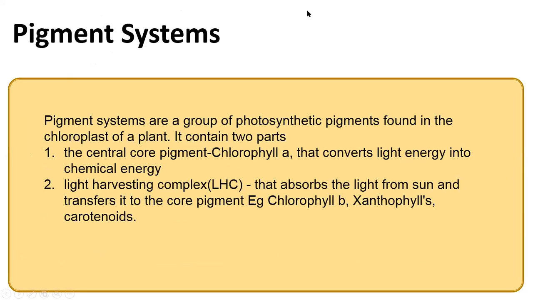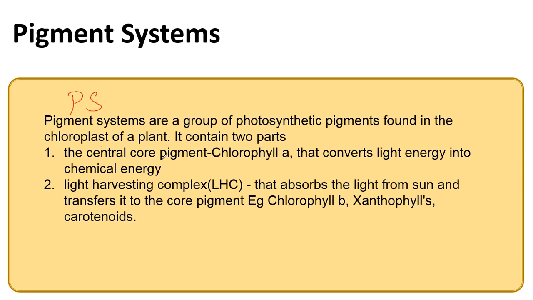Now coming to certain definitions which you should know. Pigment system, in short written as PS. A group of photosynthetic pigments found inside the chloroplast is called a pigment system. Simply, it is the pigments associated with photosynthesis found in the chloroplast.